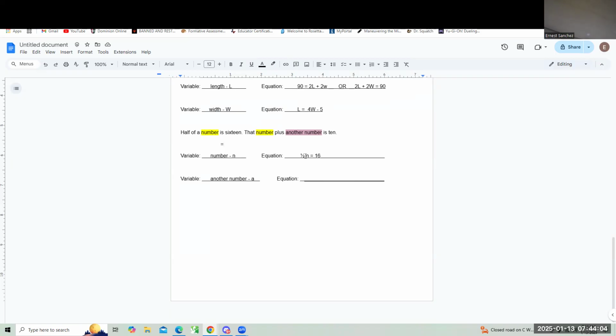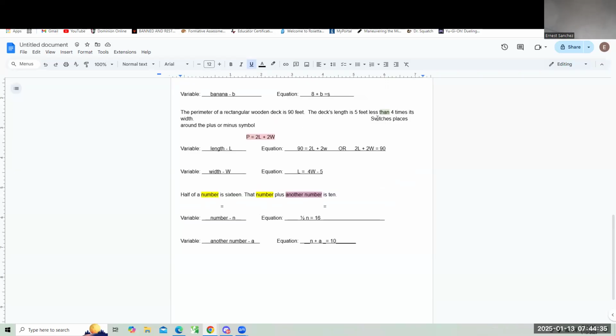So the first equation is pretty easy. And it says that number, so n, plus another number, which I'm going to use a, and then there's that "is" word again. So is another equals. Equals 10, just the number 10. So that one wasn't too bad. You just got to make sure you know what word means what. Most of them are straightforward.